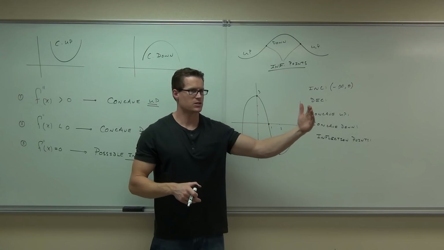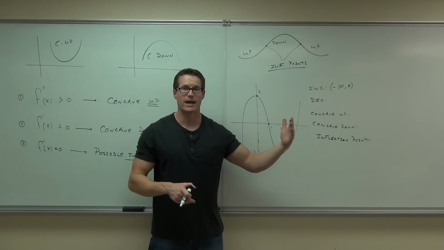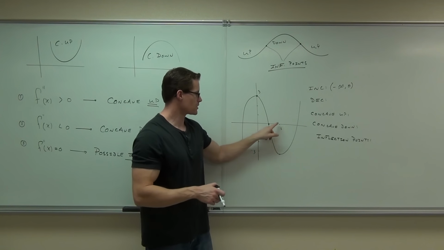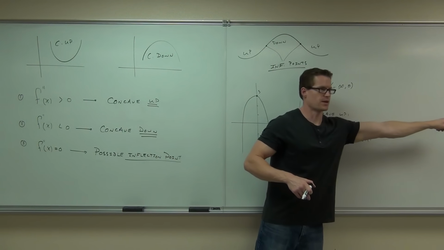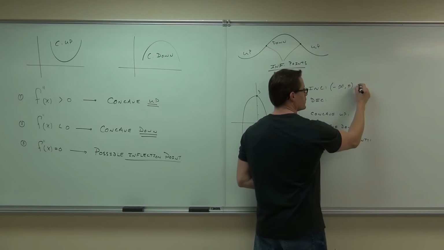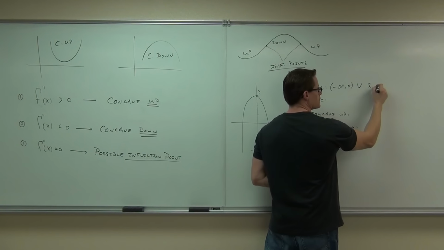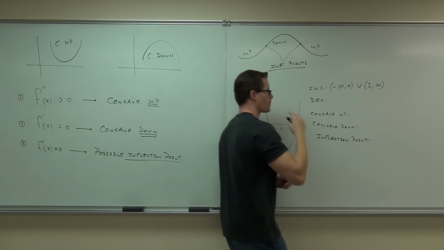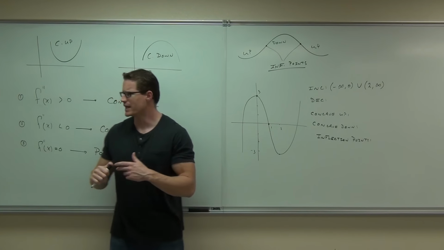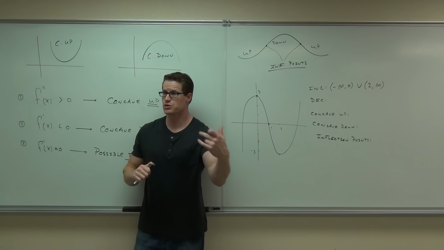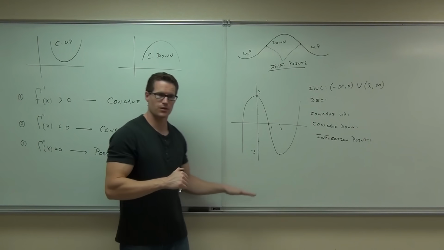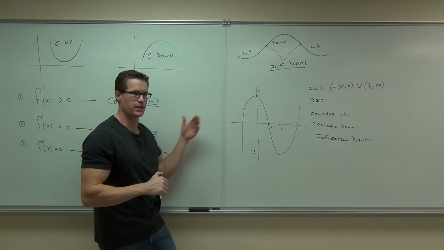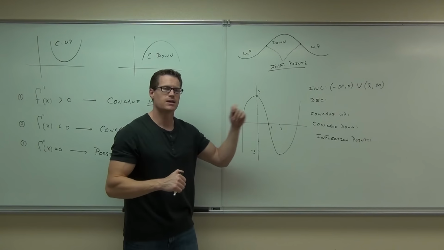Does it pick up again and start increasing? Where at? X equals what? 2. So from 2 to where? Infinity. From 2 to infinity on the x-axis would be another interval of increasing. Are you okay with the negative infinity to 0 and then the 2 to infinity? We're not talking about this way, we're talking about what the function is doing as we're going along the x-axis. Give me decreasing.